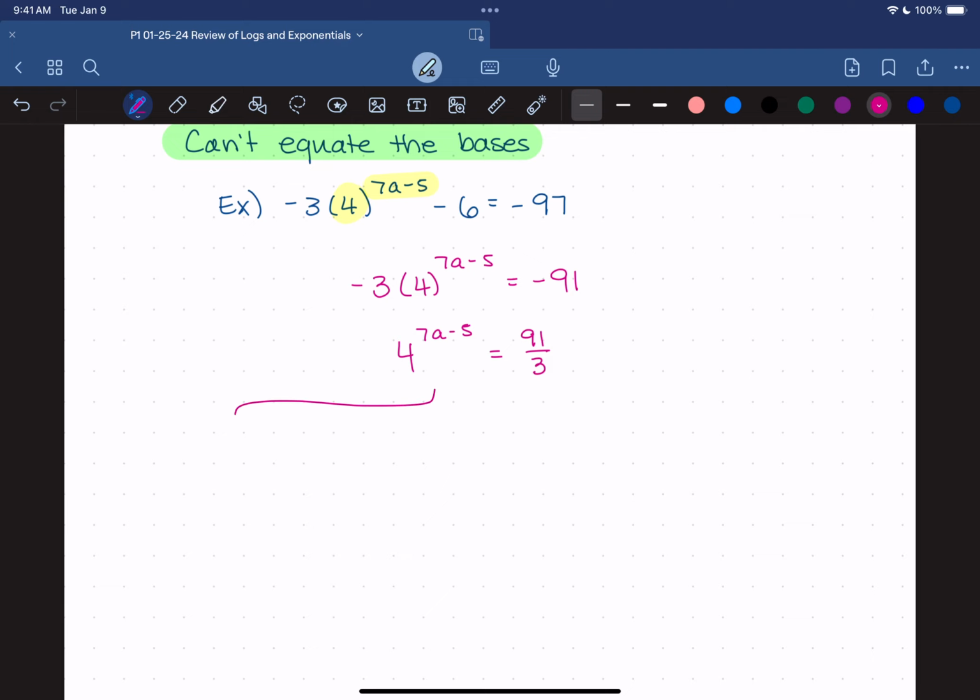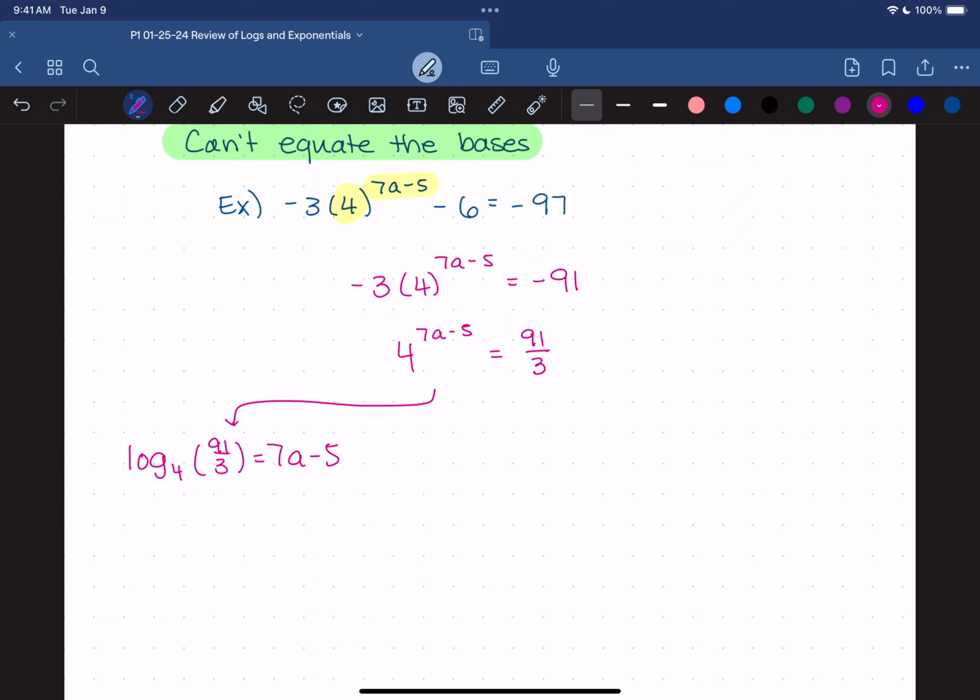Anyway, one way you can do it is simply go around the world. Now, we want to get the variable out of the exponent. We have to undo exponents, and that's the whole purpose of logs. So if I start at the base and go around the equal sign to rewrite it in logarithmic form, I get log base 4 of 91/3 equals 7a minus 5.